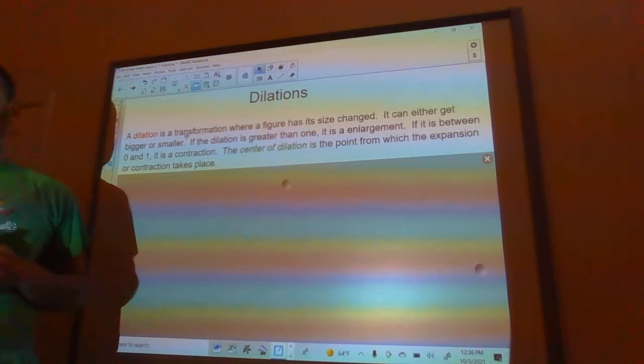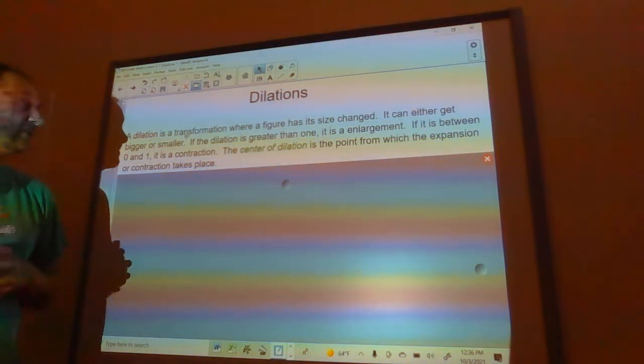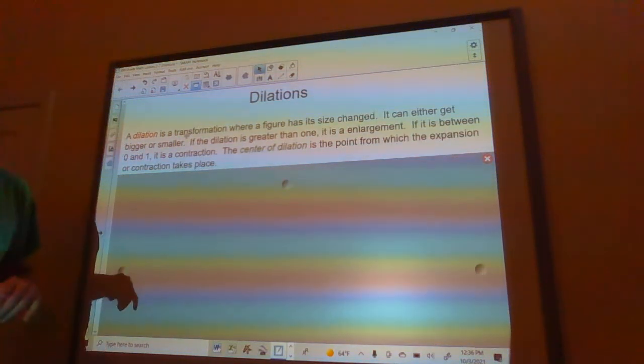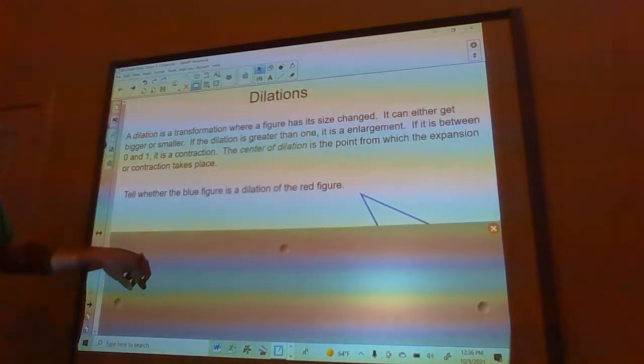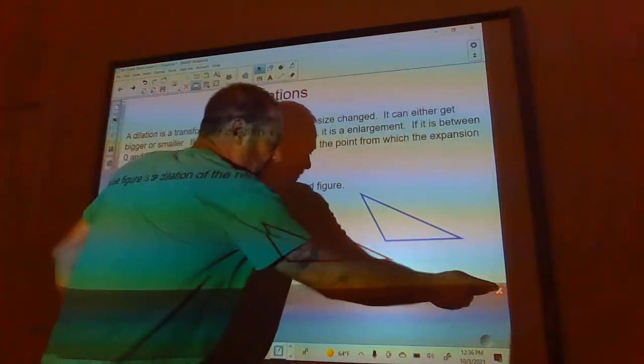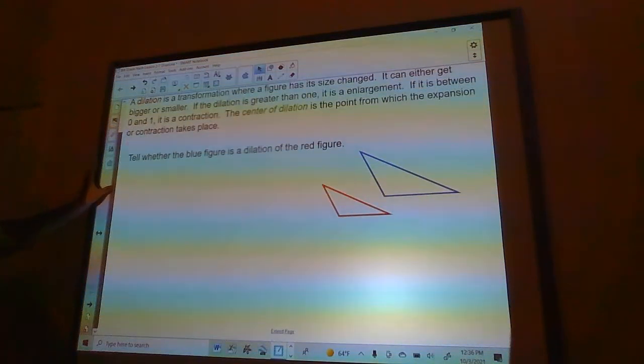It also has something called a center of dilation. That's the point from which the expansion or contraction takes place. Most of the ones we're going to do are from the origin, 0, 0. So, tell whether this figure is a dilation, if the blue figure is a dilation of the red figure.